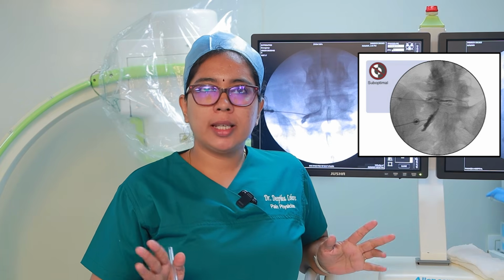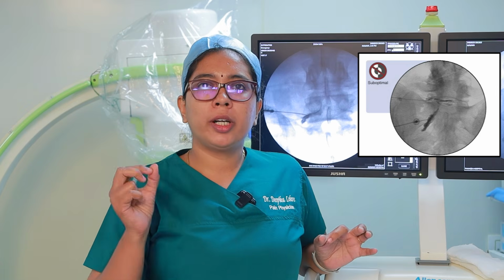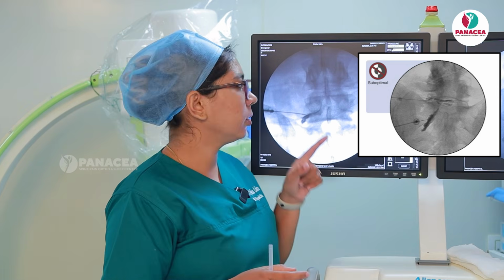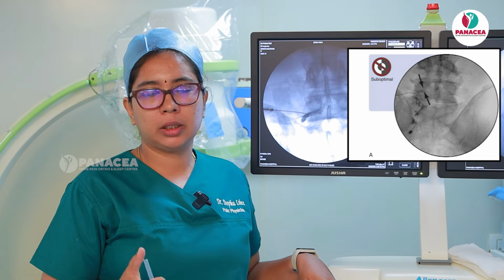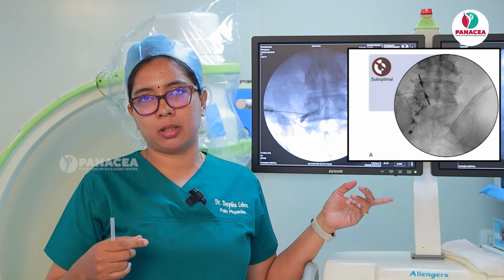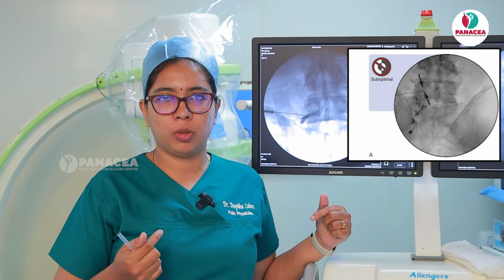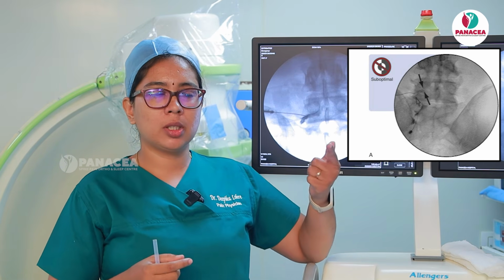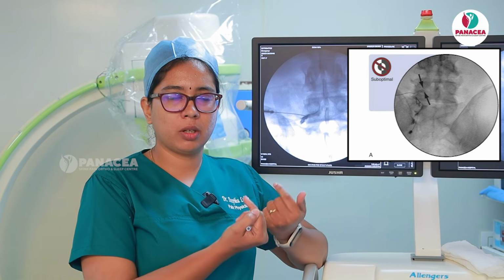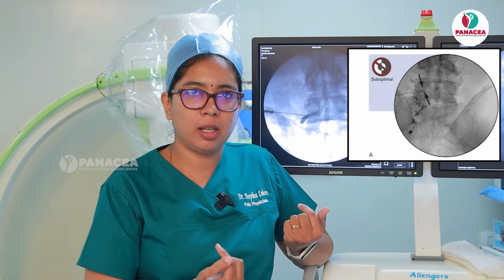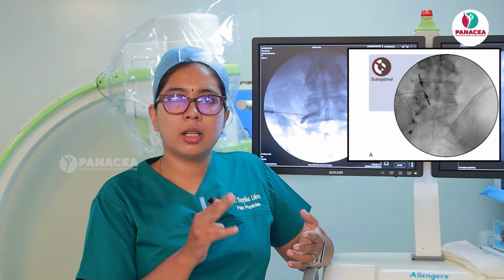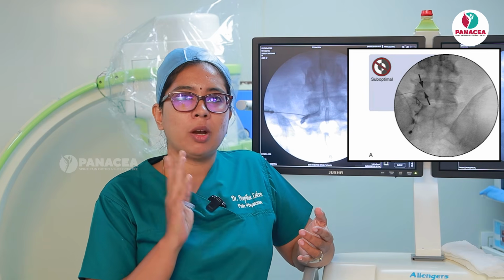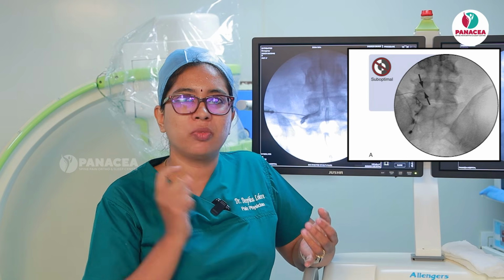Last but not the least, if you go intraneural, that is, you go into the nerve and give the drug, that will cause an appearance like this, a tram track appearance. You will be able to see the dye spread on either side of the nerve. You might even be able to see the dorsal root ganglion. That should be avoided at all costs, because it's very painful.